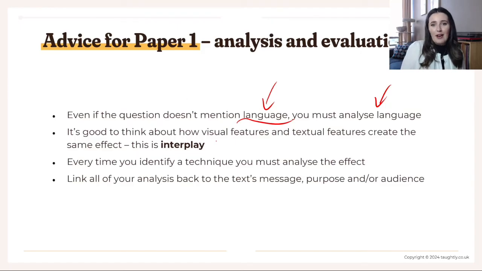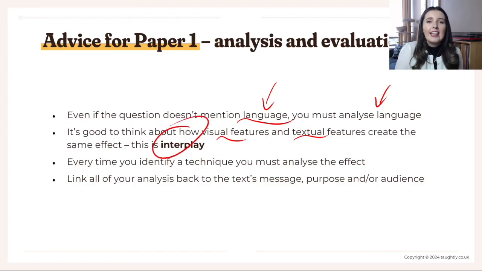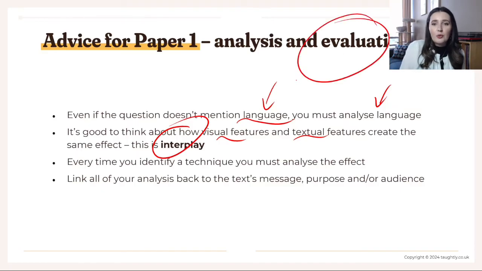It's really good to think about how textual features and visual features come together to create the same effect. In other words, interplay. Even if your question doesn't ask you about interplay, once again, still think about how things come together because that is evaluation, right? Thinking about how lots of different techniques come together and merge and converge to create the same effect, that is you evaluating. Every time you identify a technique, you must tell me the effect. Otherwise, you're just feature spotting.